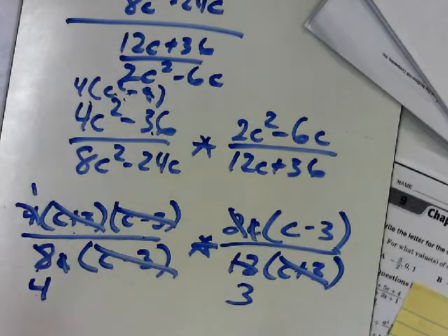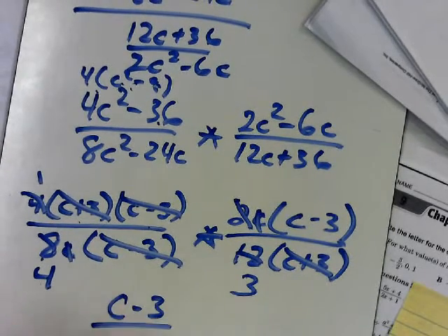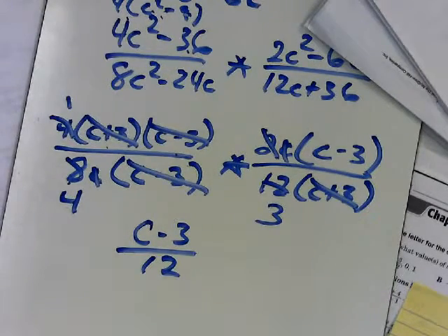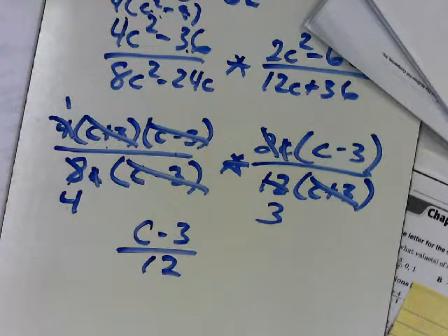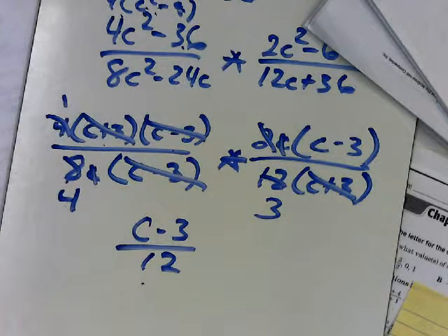So what do I have left in the numerator right now? C minus 3. What do I have left in the denominator? 12. 4 times 4 times 3 will give you 12. Some people still want to go through and cancel the 3 and the 12, can I? No, because this is a binomial and that's a monomial. I can't separate parts in a binomial.